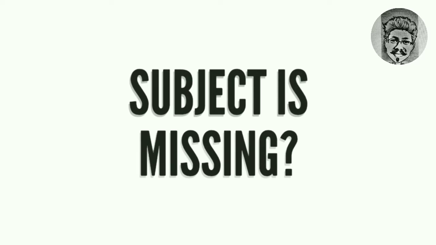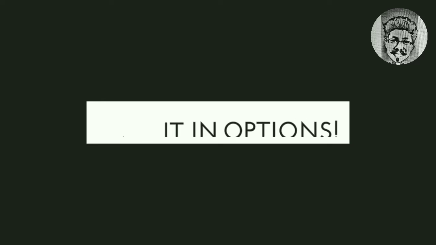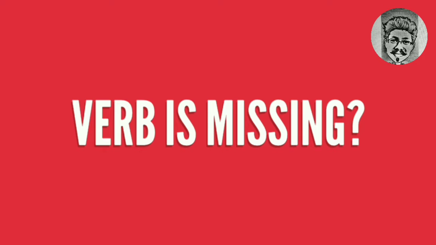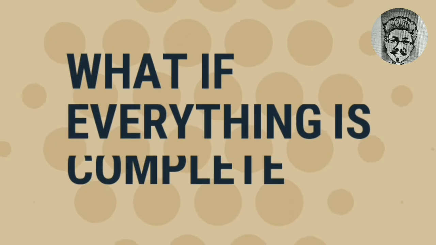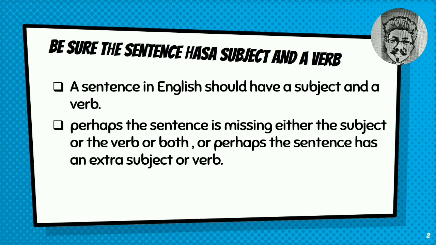If, for example, the subject is missing, you must find it in the options. And if the verb is missing, find it in the options. And if they are complete, you have to find another element that can complete the sentence. However, generally the sentence is missing either the subject or the verb or even both of them.